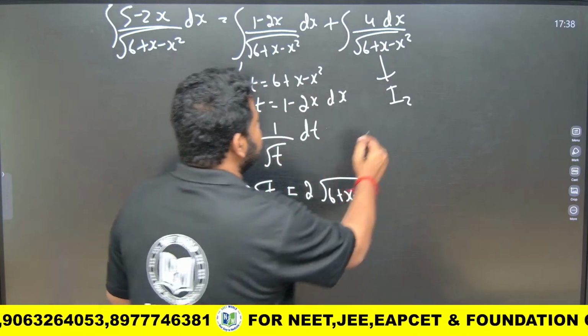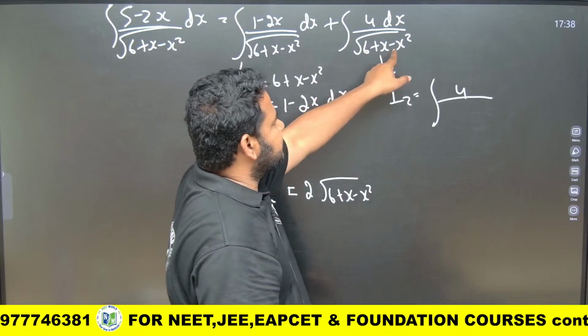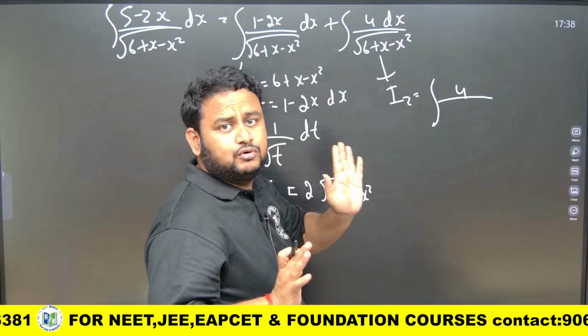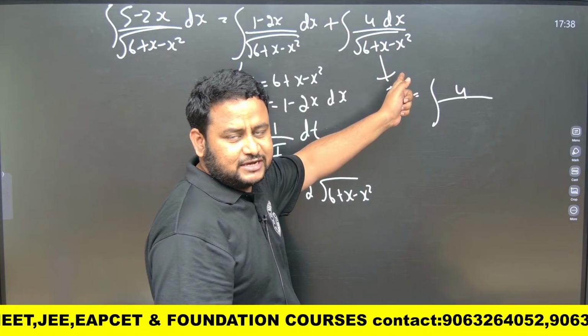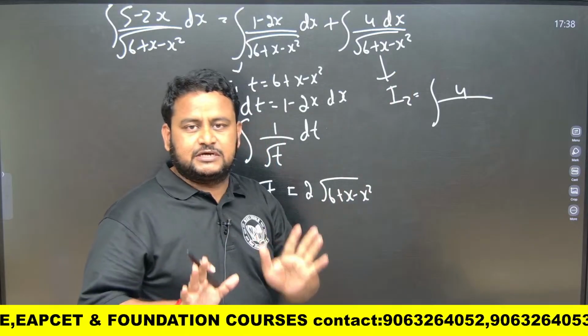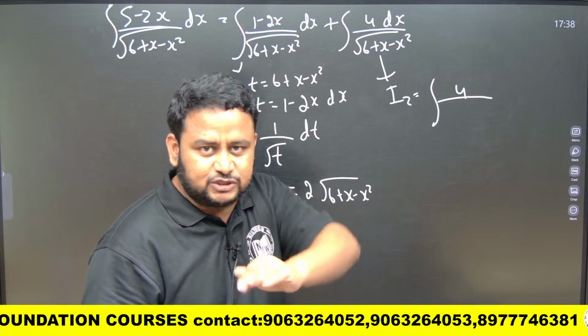Here I have integral of 4 by square root of 6 plus x minus x square. Here I have to do the completing the square method. To do that, the coefficient of x square should be 1. It should be positive 1, it should not be negative. So I should take minus outside.